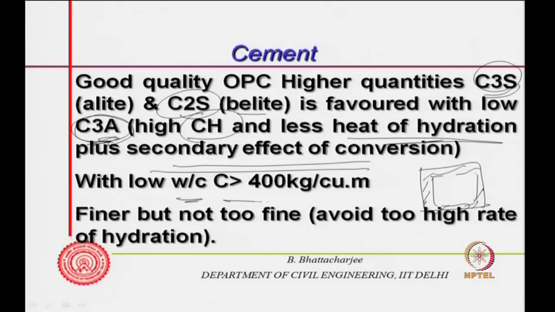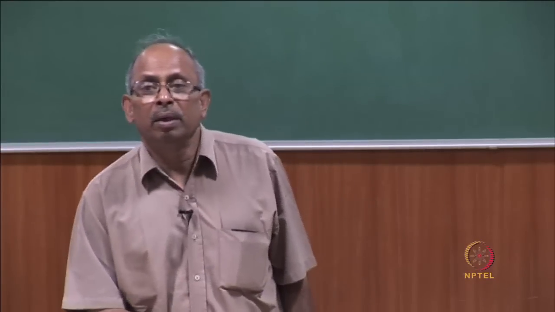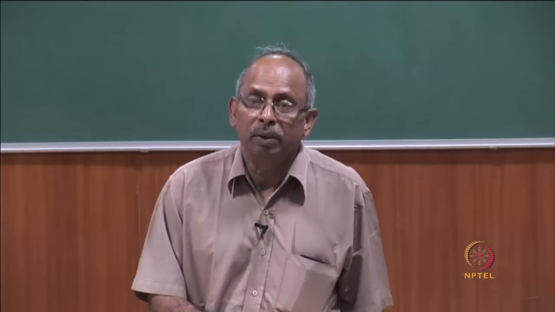Low water cement ratio, so cement content is usually greater than 400 kg per meter cube. Cement could be finer, which will be easily reactive, but should not be too fine, to avoid a high rate of hydration. Some people use 53 grade cement by Indian standard, but it is not necessary that you use a high strength, finer or higher grade cement for producing high strength concrete. Even 43 grade can give you good results, and high heat of hydration will surely be lower in such a situation. So, cement should be of good quality of this kind for high strength concrete.